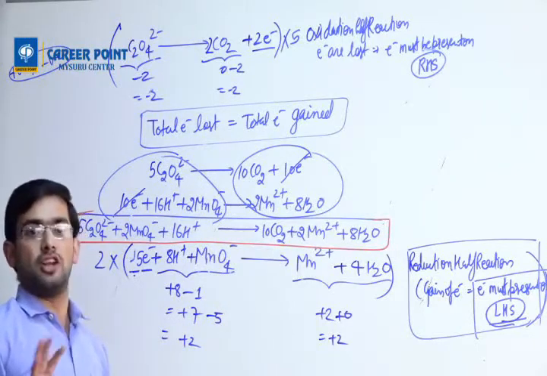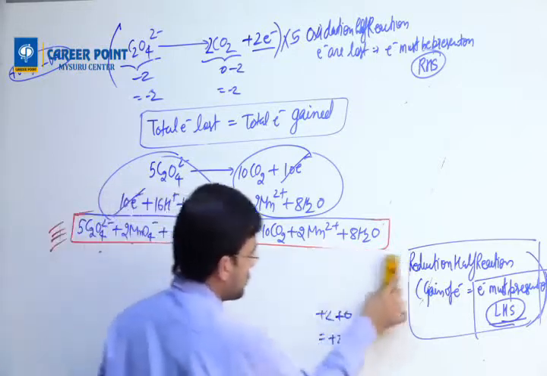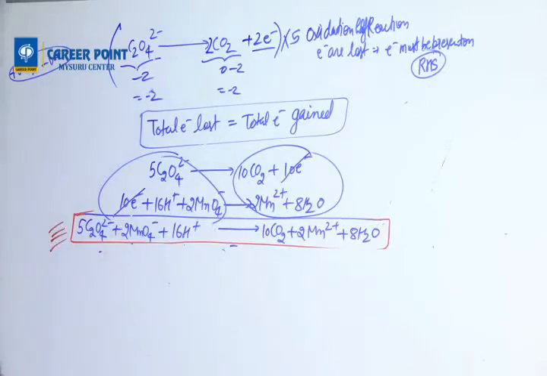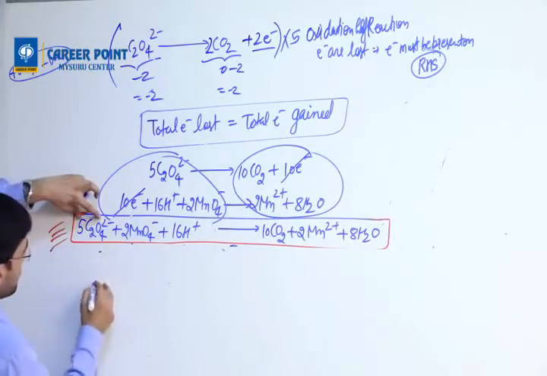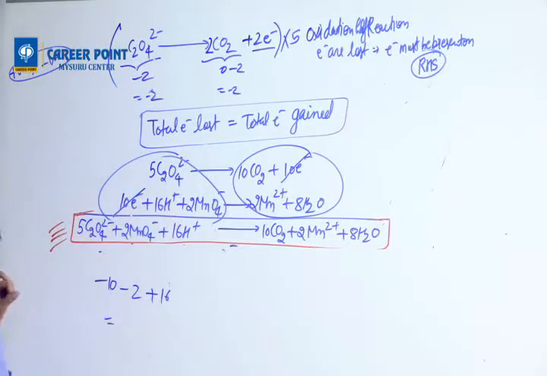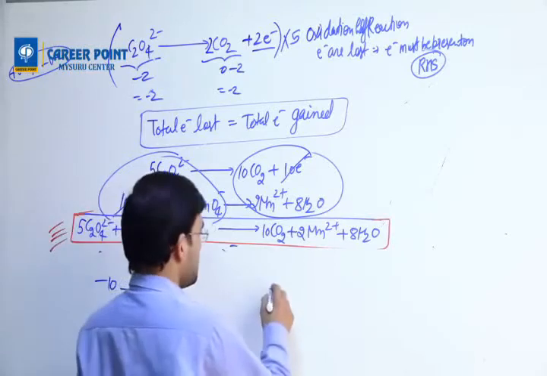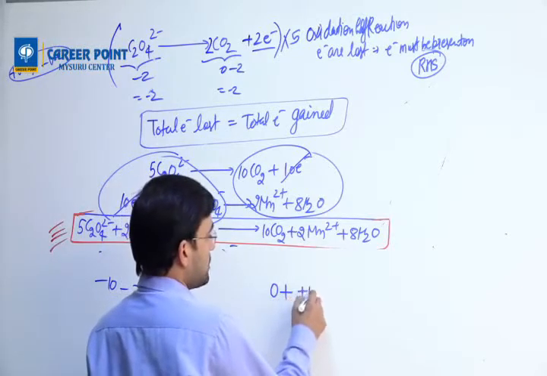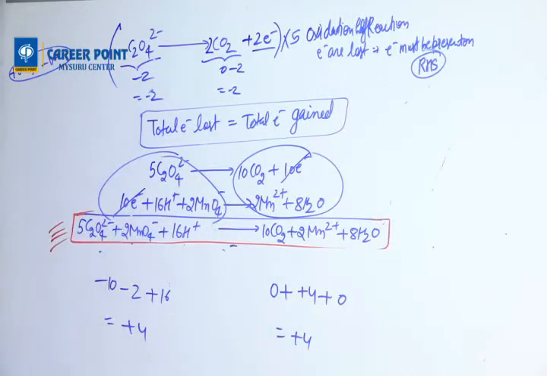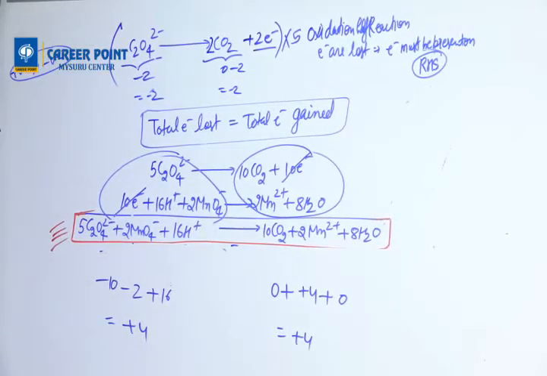We have a balanced reaction. Now for verification, I will verify this reaction by charge. Okay. So here the charge is -10, -2, +16. Correct? So here the charge is +4. What about the charge on the other side? 0, +4, 0. The total charge here is +4 equals +4. The reaction is balanced. Understand? That's how we balance the reaction.